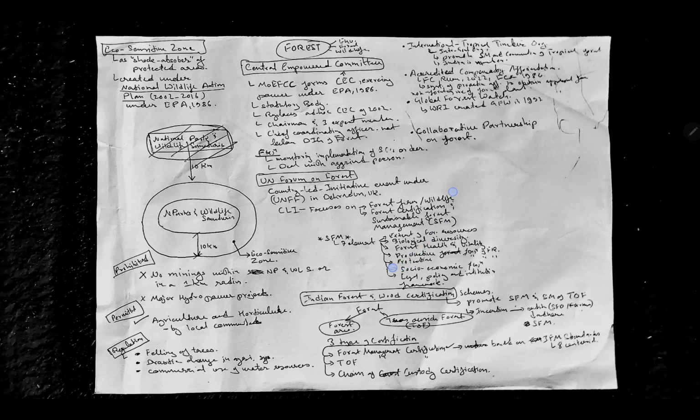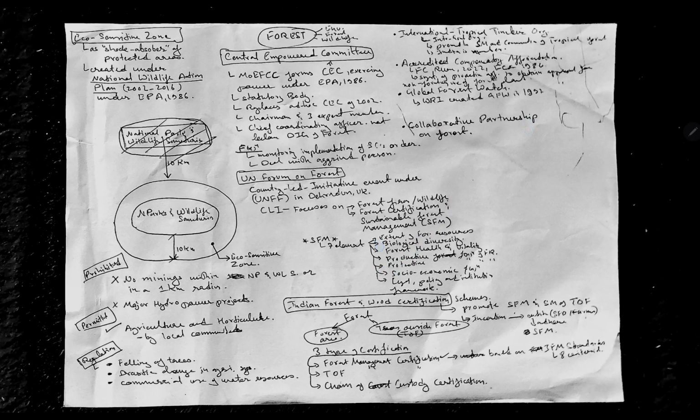So these are basically the topics we have discussed. Eco-sensitive zones, number 1. CEC, number 2. United Nations Forum on Forests, 3. Indian Forest and Wood Certification, 4. Then 5, 6, 7 and 8. So there are 8 topics we have discussed. This was about the forest, and remember it, and I hope this is clear. Thank you very much, and all the best for your prelims.